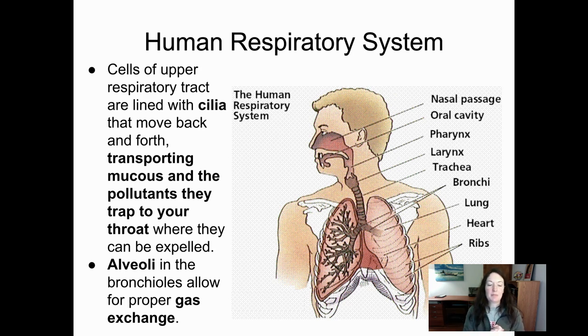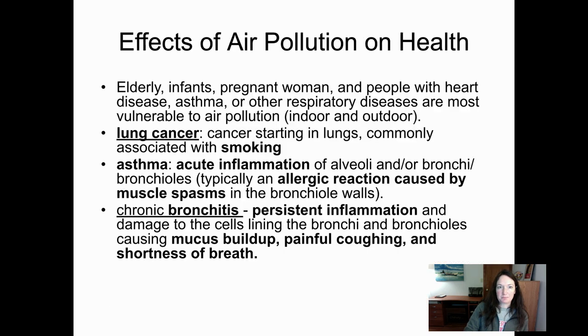Alveoli in the bronchioles allow for proper gas exchange. There are these little tiny bulbs at the end of your lungs, at the end of the bronchioles, and that's where the oxygen and the carbon dioxide cross over. The oxygen passes into the blood, and then carbon dioxide passes out of the blood into the lungs, and you exhale it. So that's where gas exchange takes place. And we'll look at some pictures of the alveoli in a few slides.